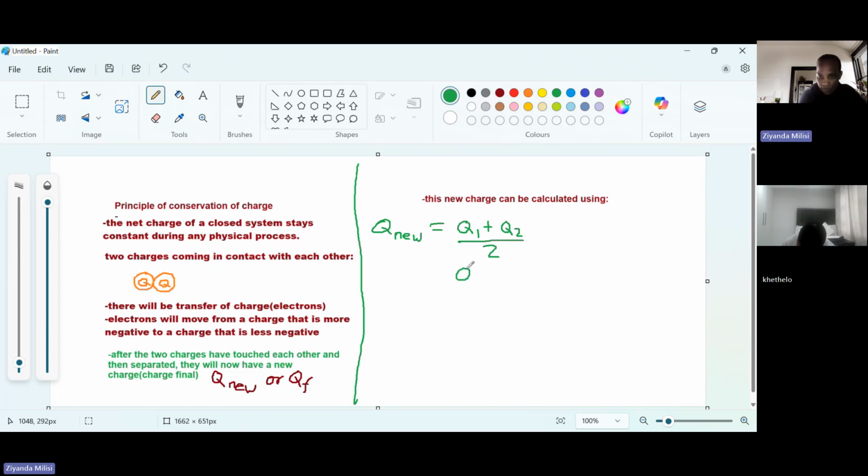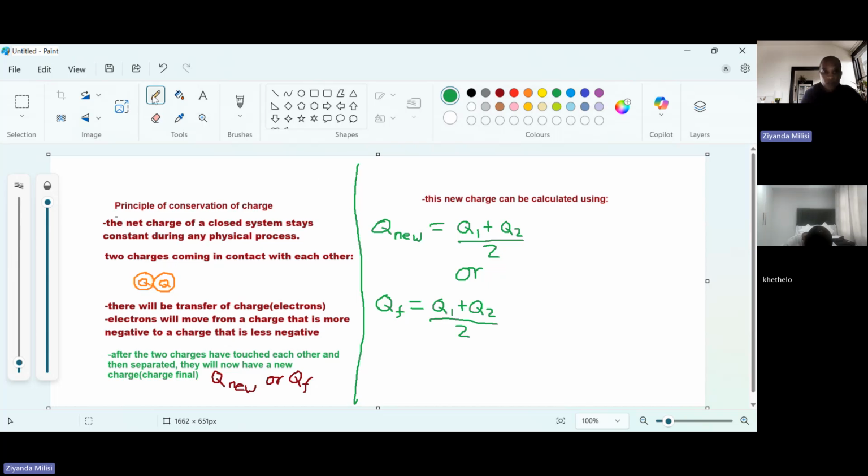Or you can say Q final is equal to Q1 plus Q2 all over 2. Are we together? All right. So this is how you are going to calculate the new charge.